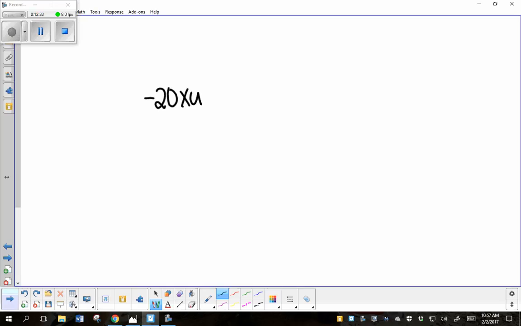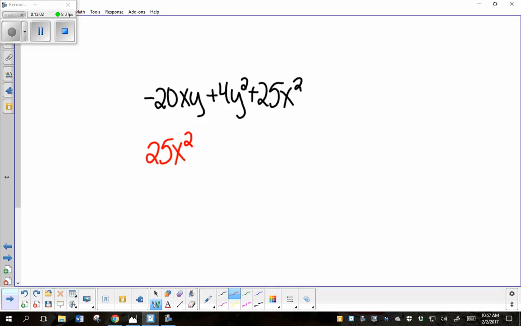Negative 20xy plus 4y squared plus 25x squared. So from looking at this one, I know I need to reorder it, because it doesn't really matter which letter you decide to do from greatest power to least power. But right now, neither my x or my y is written from biggest power to smallest power. So I usually just like to do x's first, and that's standard form anyway. So I'm going to write 25x squared first.